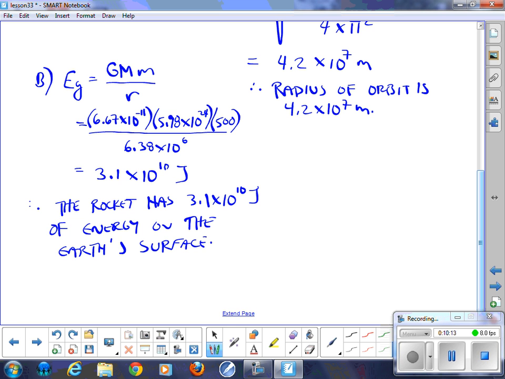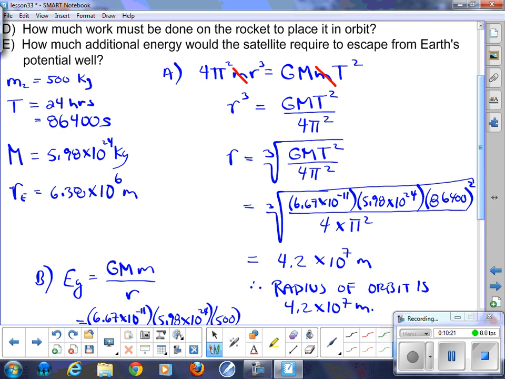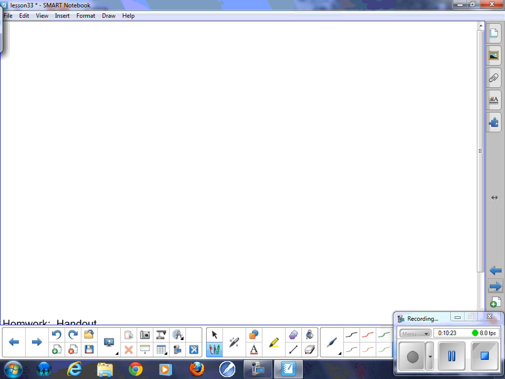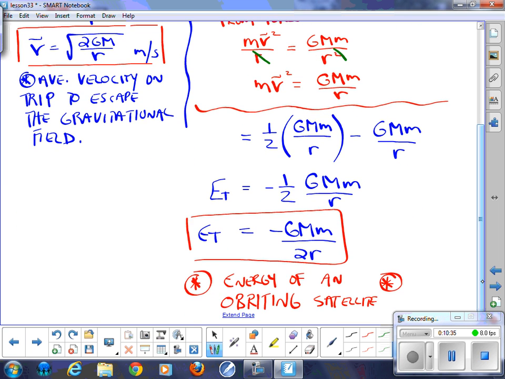All right. C part, way up here. What's the total energy of the rocket when it's in orbit? So again, you're just looking at the formulas that are provided there, and the formula for energy of a rocket in orbit is, oops, sorry, right there in that slide at the bottom, right here, ET.